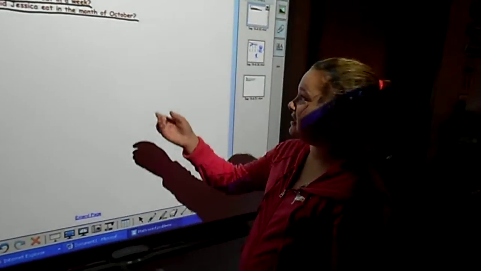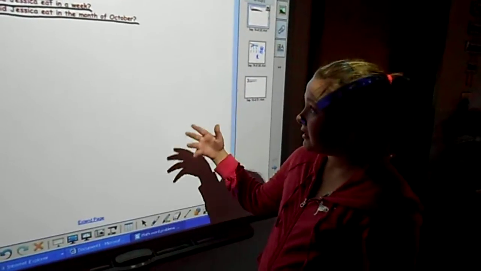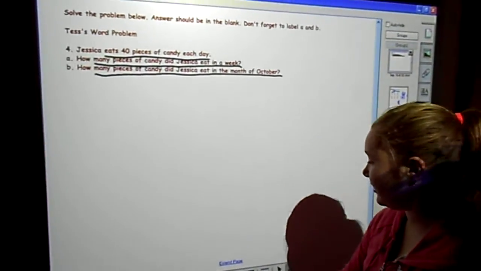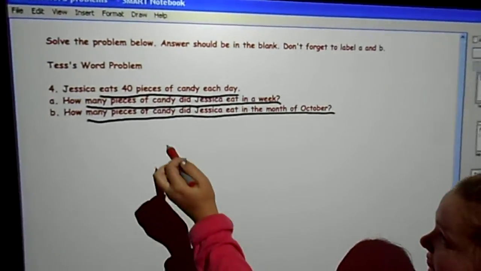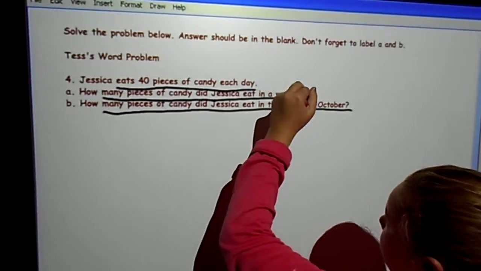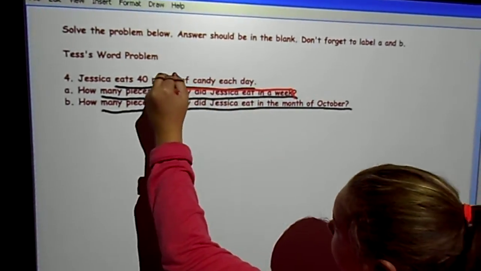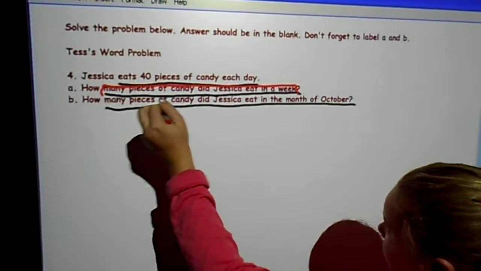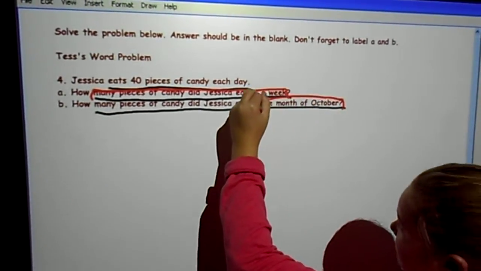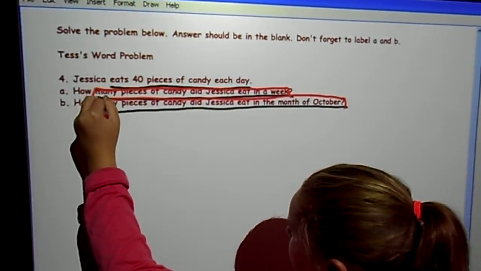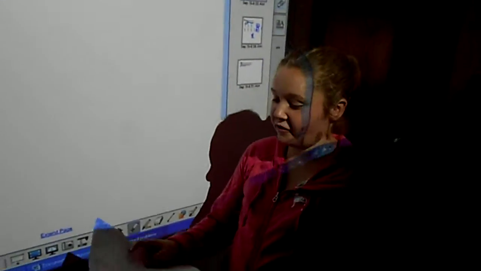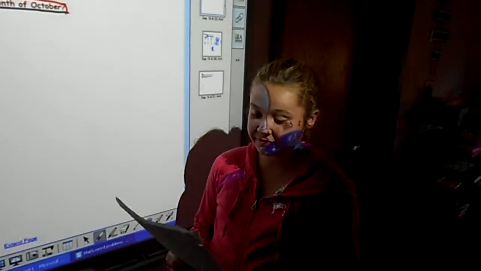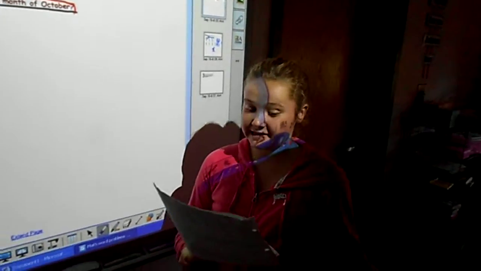Third, you should figure out what the question is asking you. So you have to figure out how many pieces of candy she's eating in a week. You have to figure out what that question's asking you, and how many she ate in the month of October. You have to figure that out before you can go on to the problem, so you don't mess up.